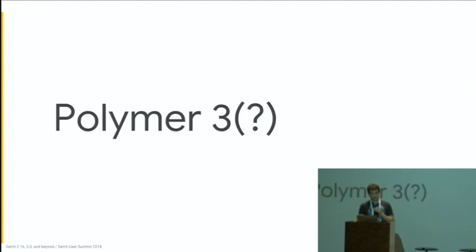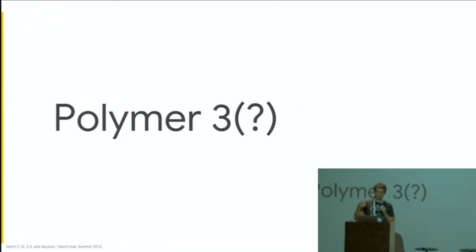On the UI side, Polymer 3 is the thing. Polymer has major versions like anything else. We're on Polymer version 1, which goes away next year. The code's not going to get deleted from NPM or whatever, but the team is going to stop supporting it. Polymer 2 and 3, we have to migrate to. There's a thing after that.